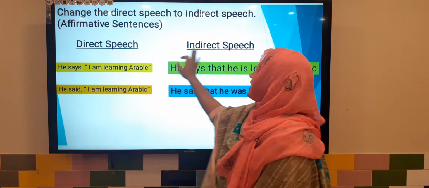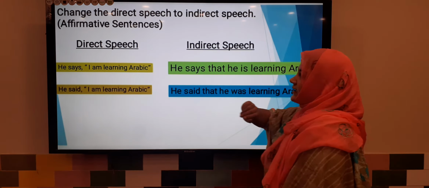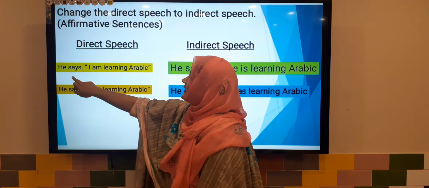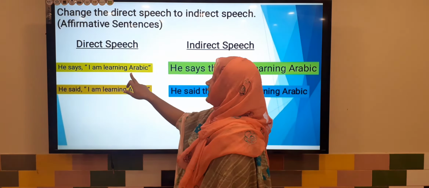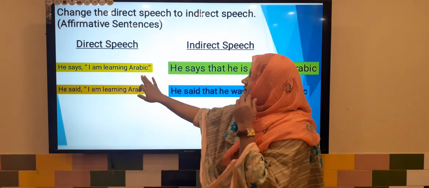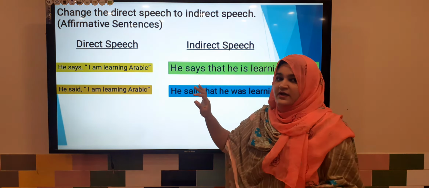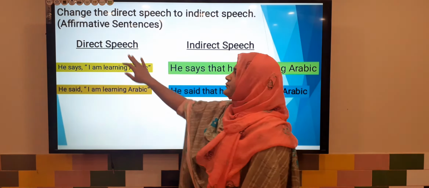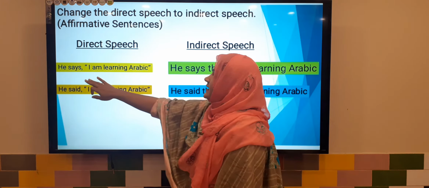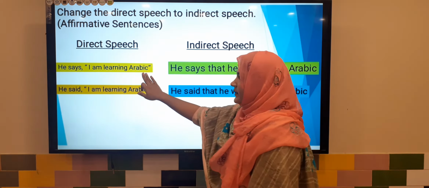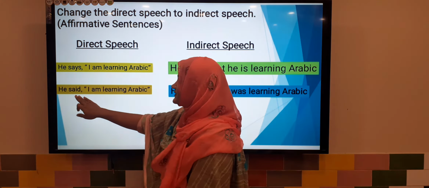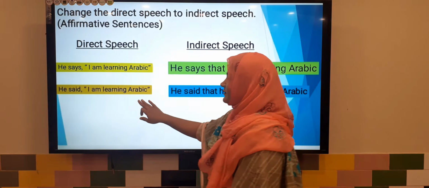Now I am going to explain affirmative sentence first. Direct speech and indirect speech. Okay, I am writing this statement. He says, I am learning Arabic. Fine. It is a simple affirmative sentence. There is no question, there is no negative, no rejection. So this is a simple affirmative sentence. He says, I am learning Arabic. Next one is, he said, I am learning Arabic.